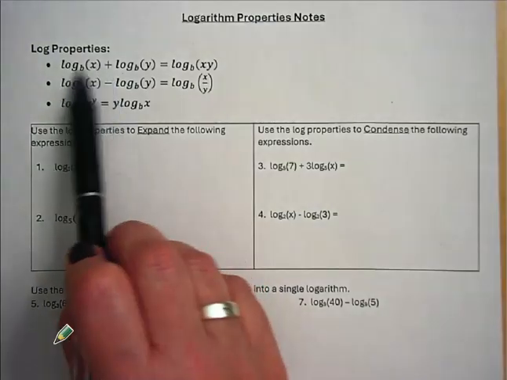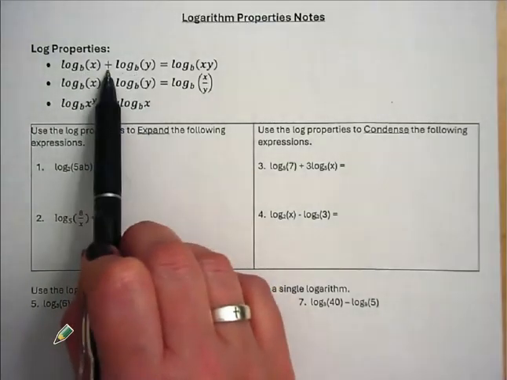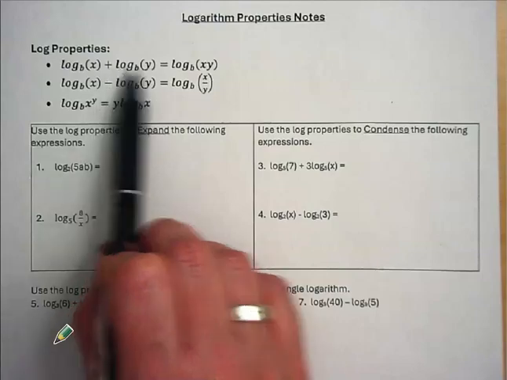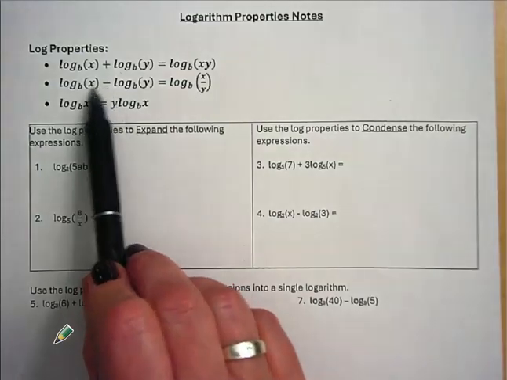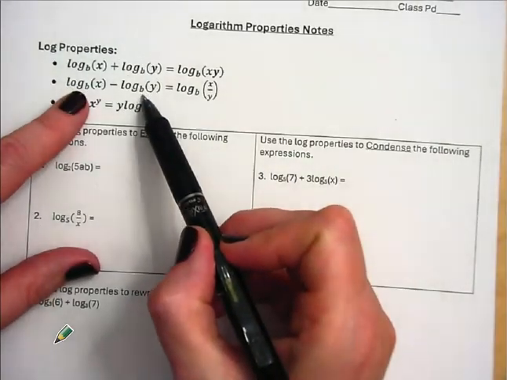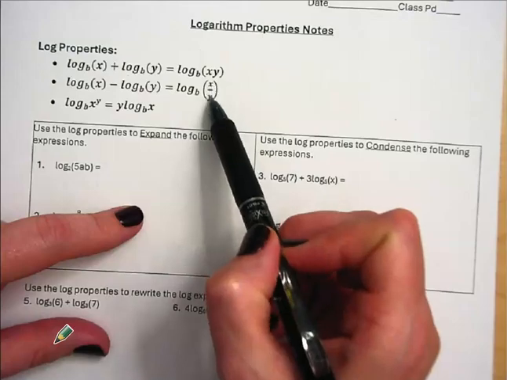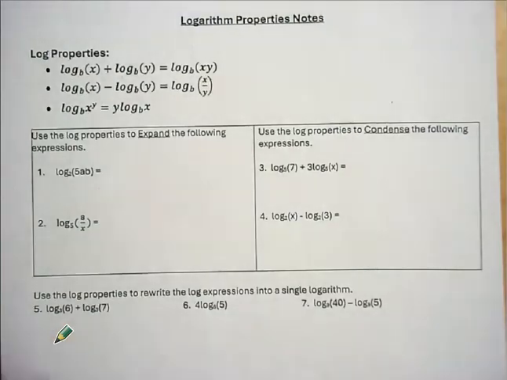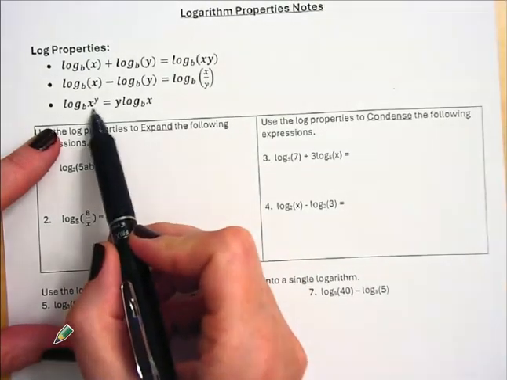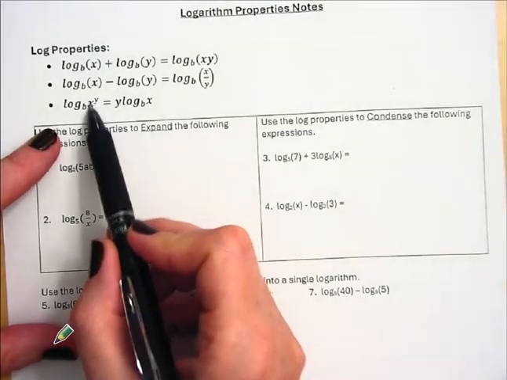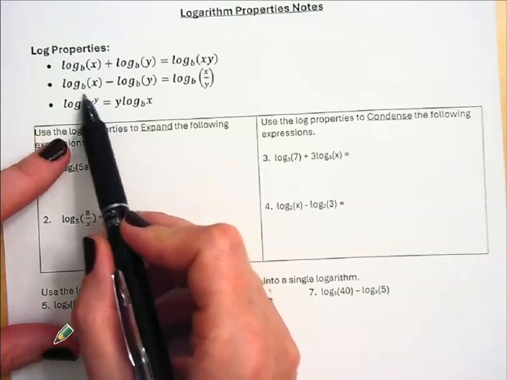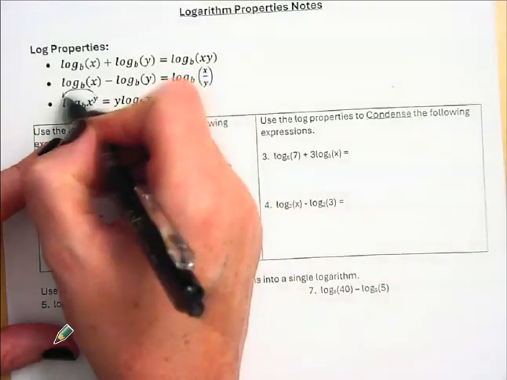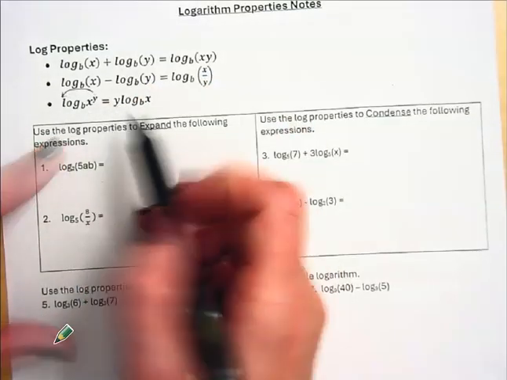If you are adding two logs with the same base, that's what this b is, they condense into one using multiplication. If you are subtracting two logs with the same base, they condense into one using division. And then we have an exponent rule. If you're taking the log of something in exponential form, you can rewrite it by taking that exponent y, bringing it out front of the log, and rewriting it as a coefficient. So we're going to be practicing with these.